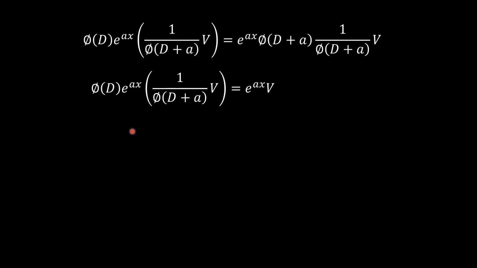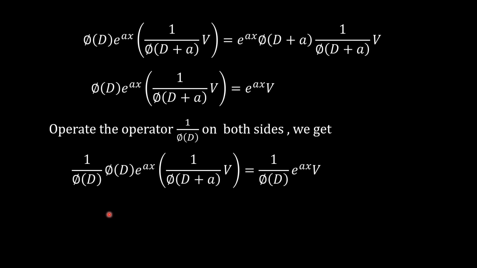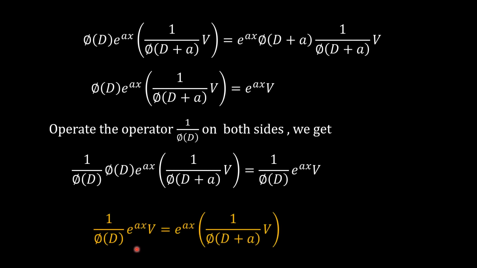Now we will operate 1 upon phi of D operator on both the sides of this expression. That will give us 1 upon phi of D of left hand side equal to 1 upon phi of D of right hand side, which is e raised to x into v. This phi of D will get cancelled and hence we got our result, which is 1 upon phi of D of e raised to x into v.